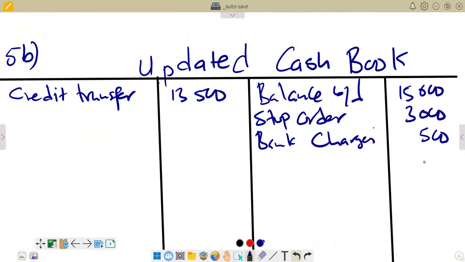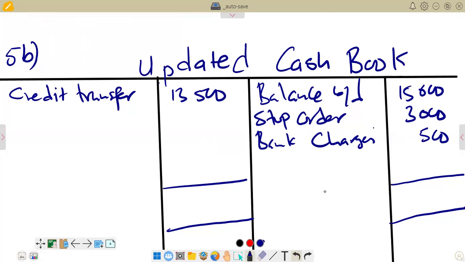So we've exhausted everything. So we can now balance our updated cash book. So we can put our double lines. Right. So remember, we now want to balance this account. So we compare the total of the debit and the credit. And if you compare the total of the debit and the credit, you would see that on the debit side we have 13,500, only one figure, which means this is the total of the debit. Then the credit, if you add 15,000 plus 3,000, you are going to get 18,500.